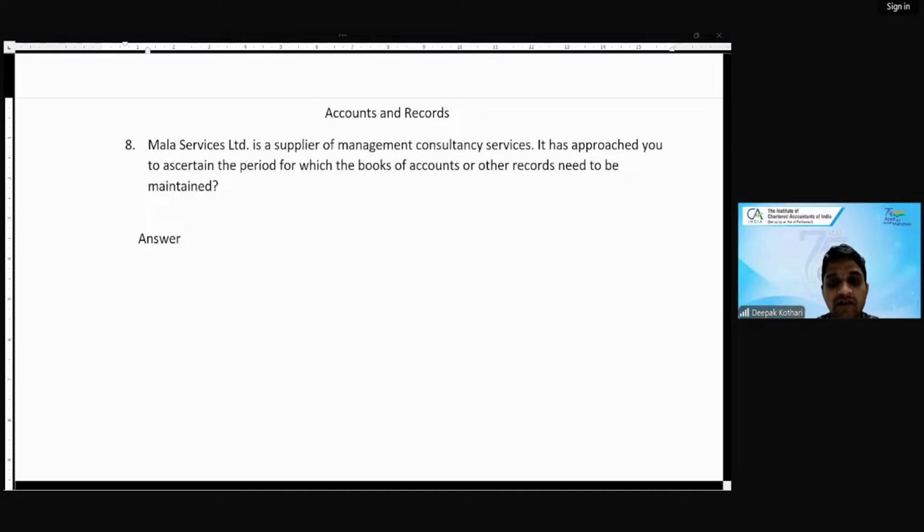One year or 6 years, whichever is later. अरे बाप रे, एक साल या 6 साल, whichever is later. So 6 years is later.